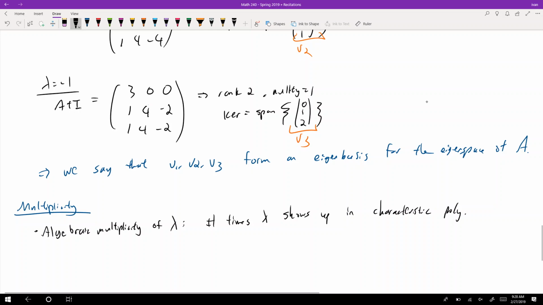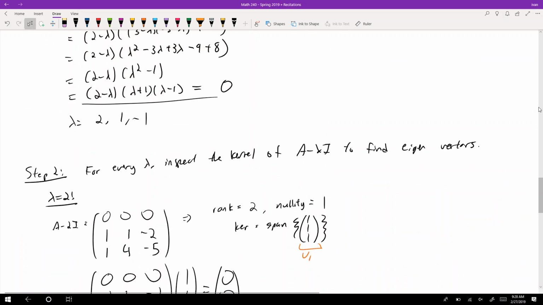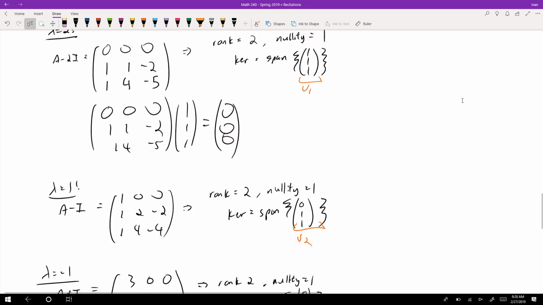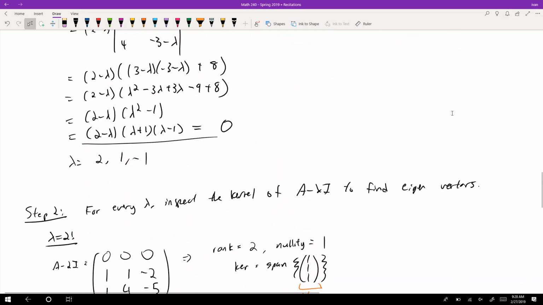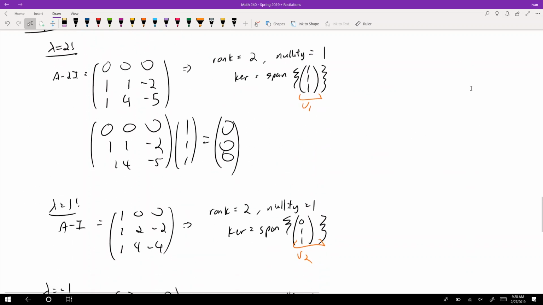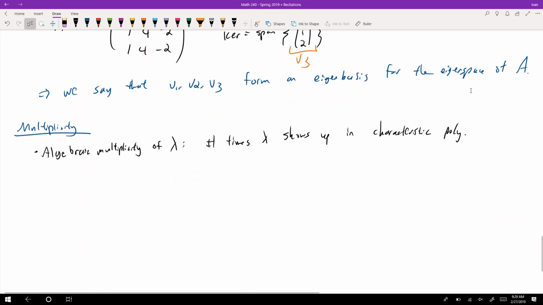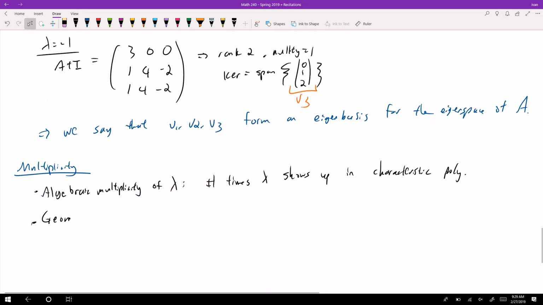Okay, so above, we had 2, 1, negative 1. That means the algebraic multiplicity for 2 is 1, right? 2 shows up once. And the algebraic multiplicity for 1 is also 1, because it shows up once. If you have repeated eigenvalues, that's when the algebraic multiplicity is not just 1. Okay? And we'll see an example a little later on. There's geometric multiplicity of lambda, which is the dimension of the kernel of A minus lambda I.